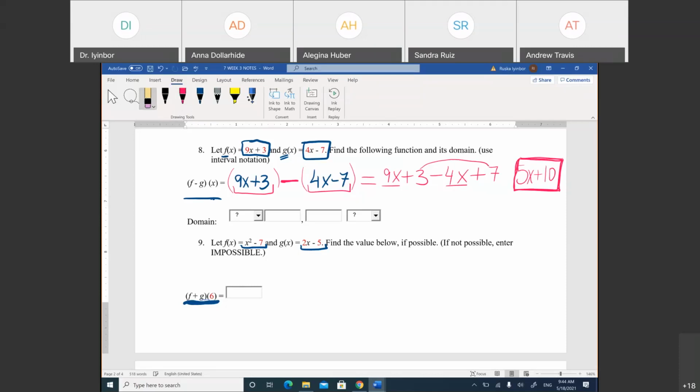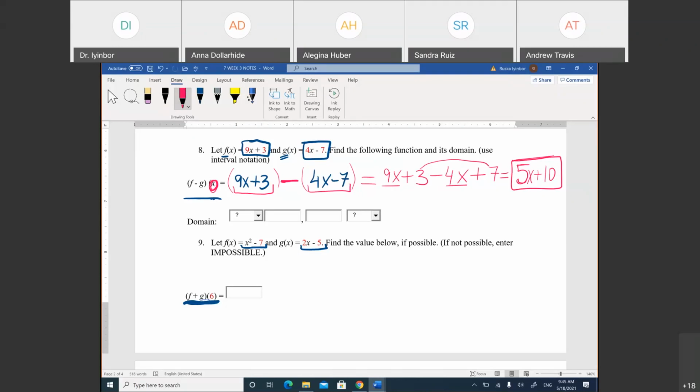Any questions on this? How we get f minus g of x? So remember, if it's with x, you just keep it with x. Just copy and paste, and simplify whatever you get. Okay? So the answer for f minus g of x is another function. So when you do adding, subtracting, dividing, multiplying functions, you're going to get another function if it's with x here.